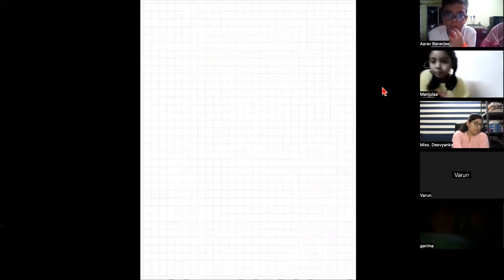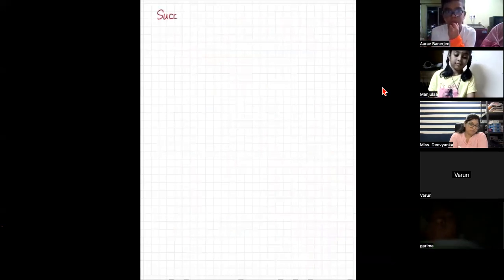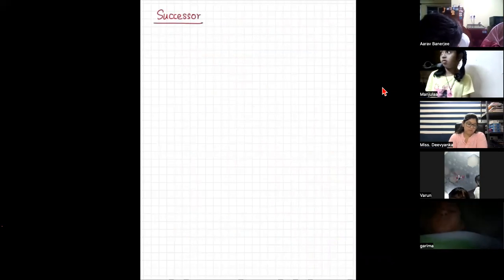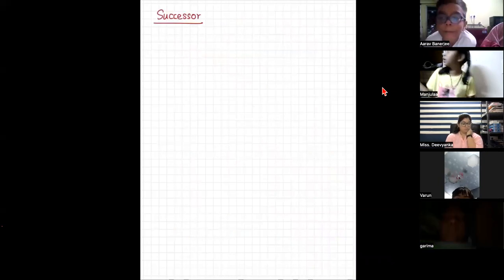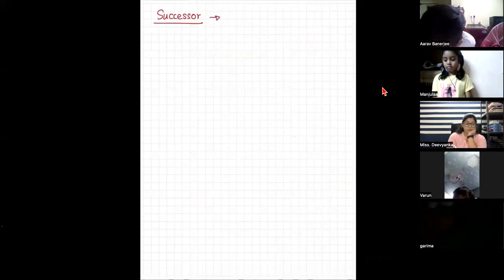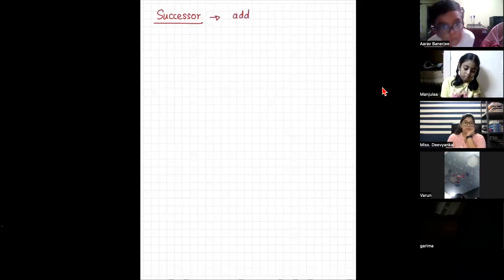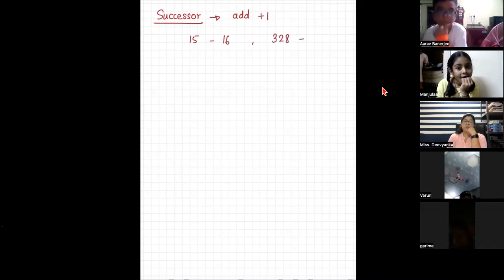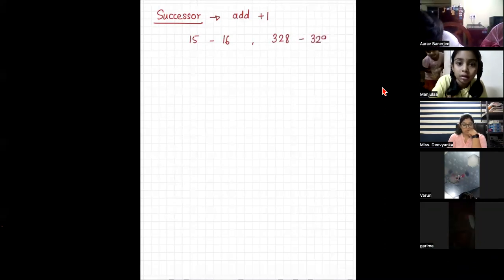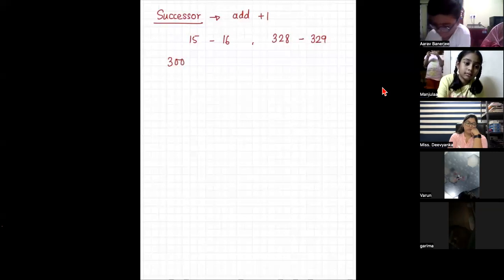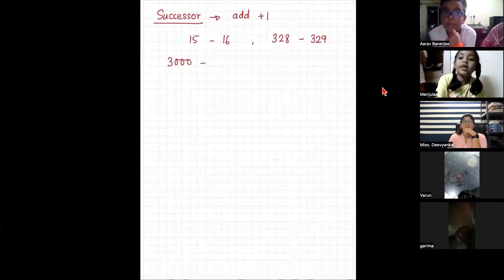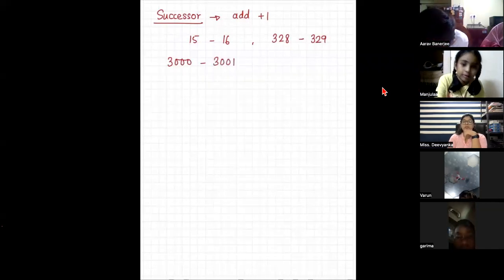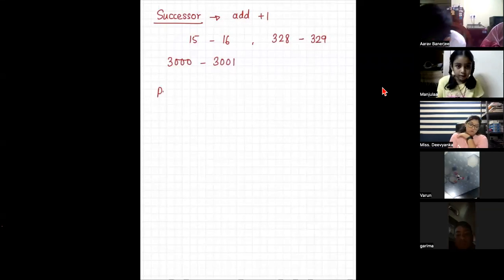Let's go to the next page and let's do successor. What is a successor? Successor is the next number, and predecessor is the number before. To find a successor, we add 1. For example, if the number is 15, what is the successor? 16. If the number is 328, the successor is 329. Correct. If the number is 3000, the successor is 3001. Is that correct? Yes.